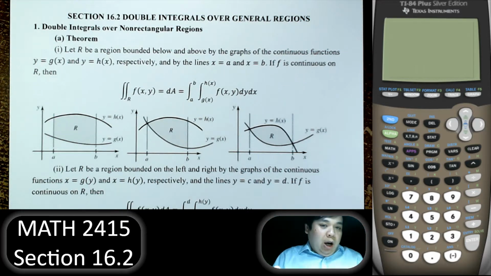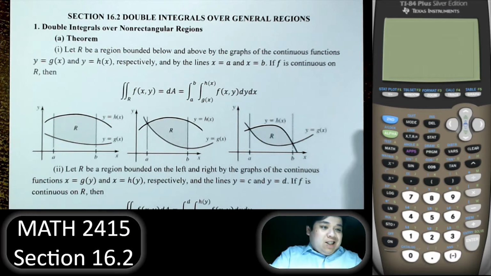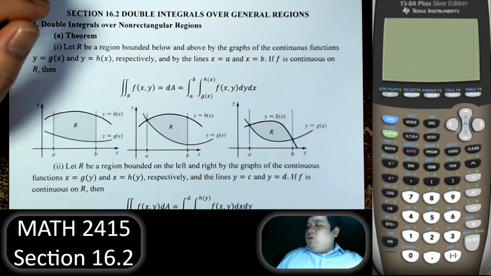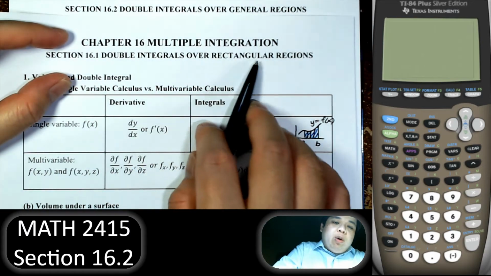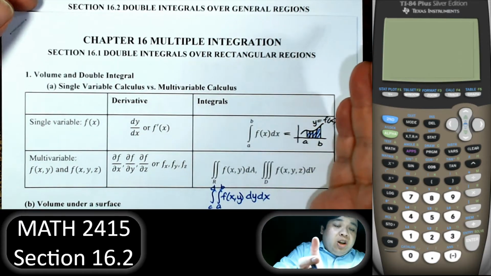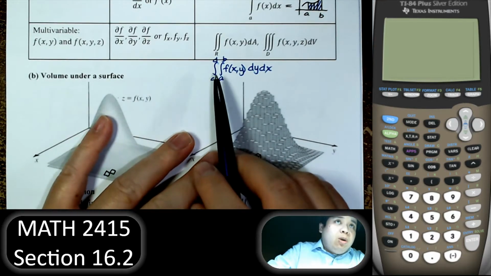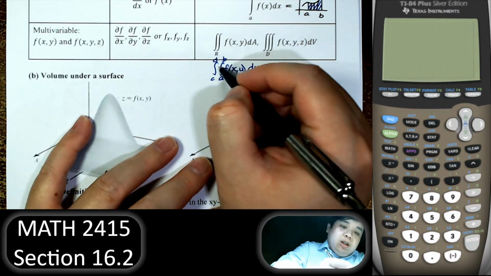Hi everybody, welcome to another video in Calculus 3, section 16.2, double integrals over general regions. Previously, we have done double integrals over rectangular regions. So what is the difference? The difference here is the integral where all of the limits are constant. This is called the rectangular regions.